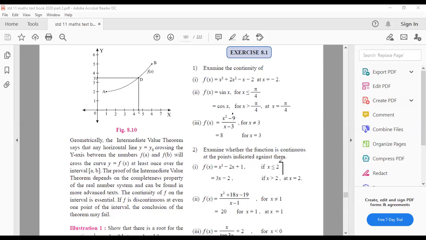Tell me now, how to test the continuity at x equal to 2 for this function. Limit x tending to 2 f of x, how will you calculate in this problem? Which function out of the two will you select? There are two functions there, x cube minus 2x plus 1 and 3x minus 2. The first one you will select. Why not the second one? Because x is lesser or equal to 2.